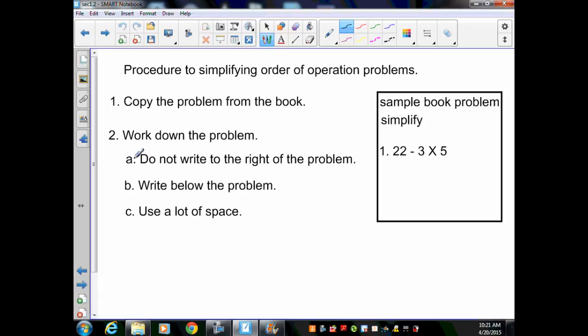So, for example, if this was our problem in the book, I would just take number 1. I would then write 22 minus 3 times 5. There are no grouping symbols, so now I want to work from left to right, and I have to do multiplication and division first. So I'm going to bring down my 22. I just recopy that, bring down my minus sign, and then 3 times 5 is 15. Now I simplify. I do addition and subtraction in order from left to right. 22 minus 15 leaves me an answer of 7.